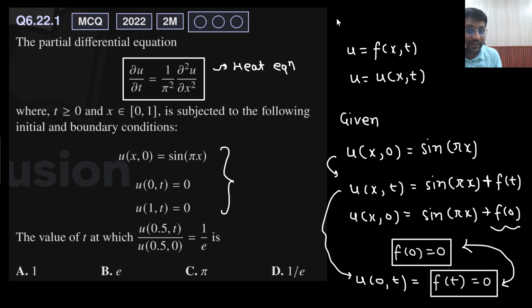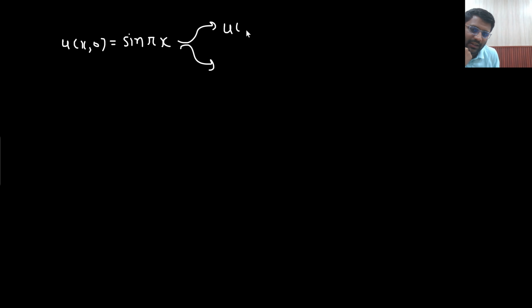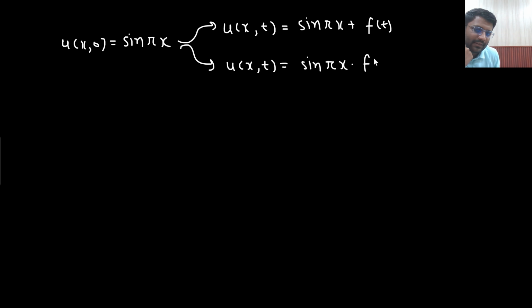Again, what we are trying to do is to get this function. We got to know that u of x comma 0 was given as sin pi x. That means the function of x that is present is sin pi x only. Now I need to find the function of t. So from here there are two possibilities. U of x comma t can look something like sin pi x plus f of t, or it can look like sin pi x multiplied with f of t.